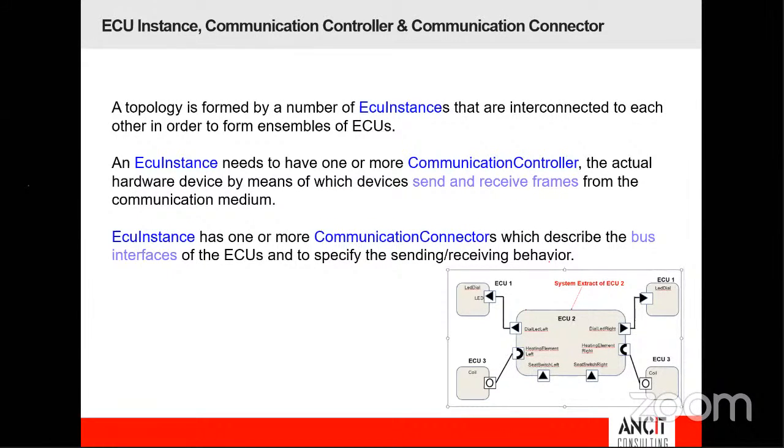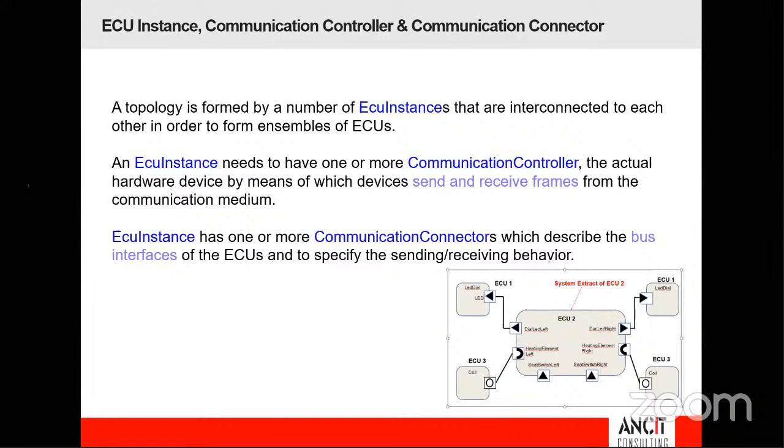So you create ECU instances. Step number 1. The second step is every ECU instance should have a communication controller. All right. So the communication controller is the actual hardware device by which the device sends and receives frames. It's the transceiver unit. It could be a CAN transceiver, a LIN transceiver, or a FlexRay transceiver.